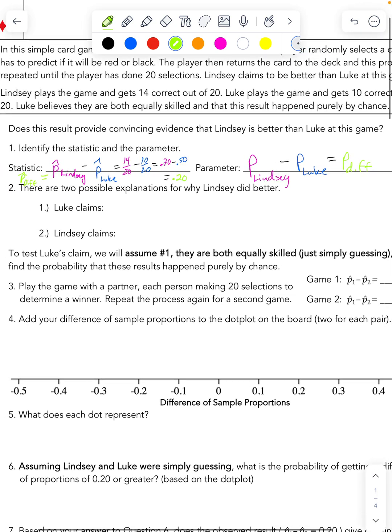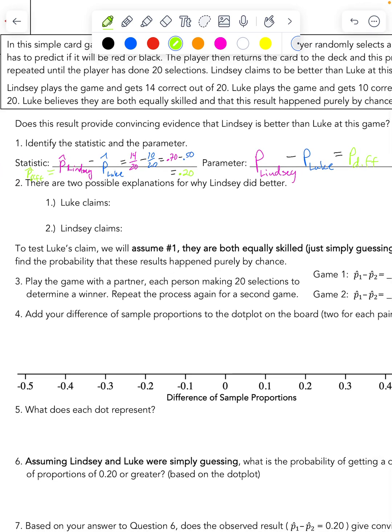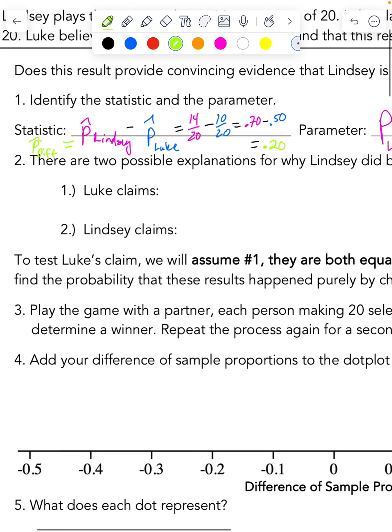So it says there's two possible explanations for why Lindsay did better. So Luke says they're exactly the same. So really what he's saying is, P Lindsay is equal to P Luke. And basically what he's saying is it just happened by random chance that she beat him this time. It's not like there's any skill involved.